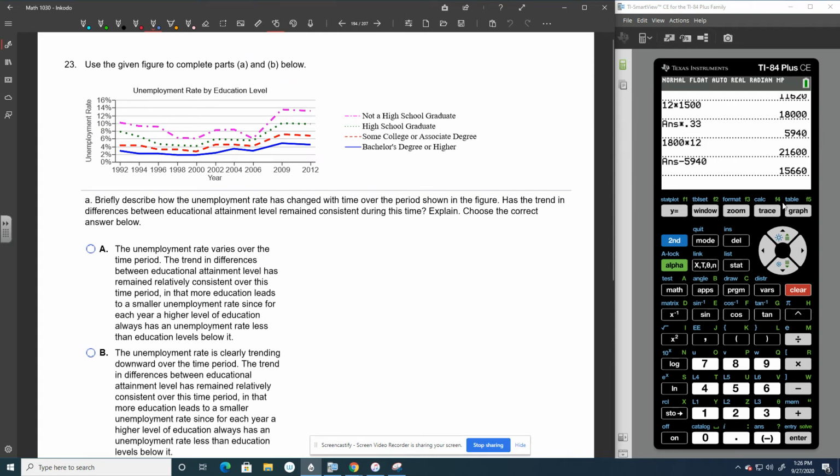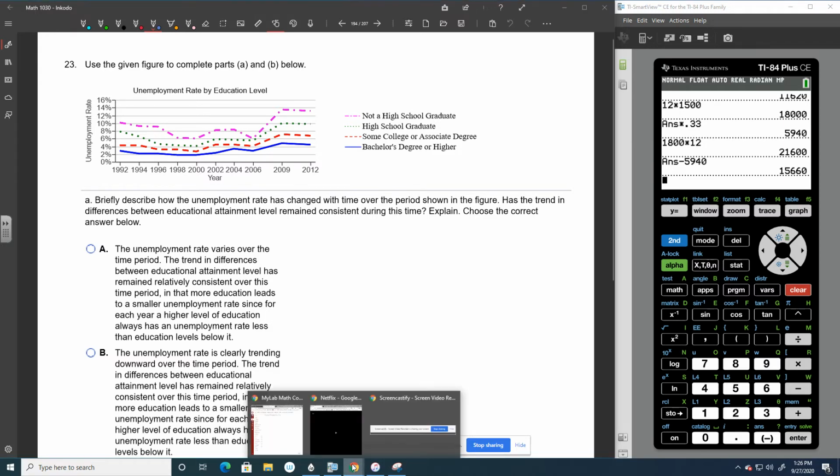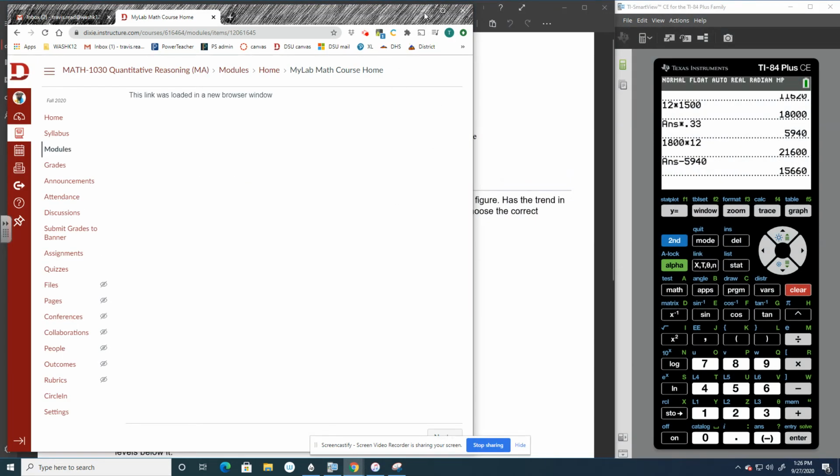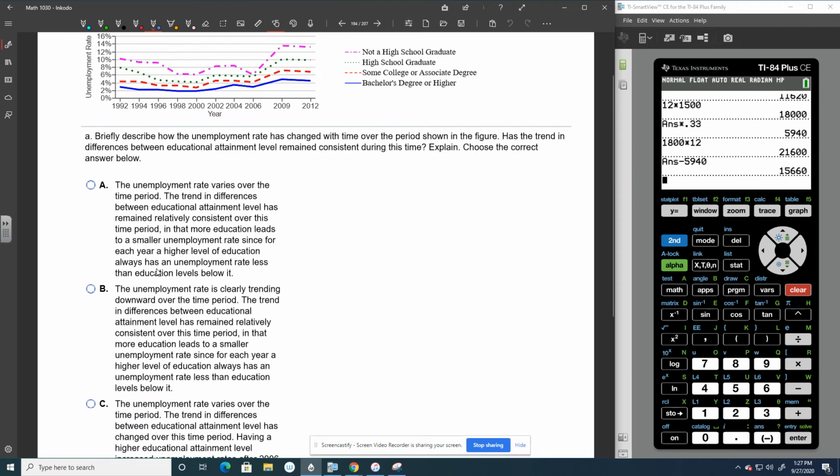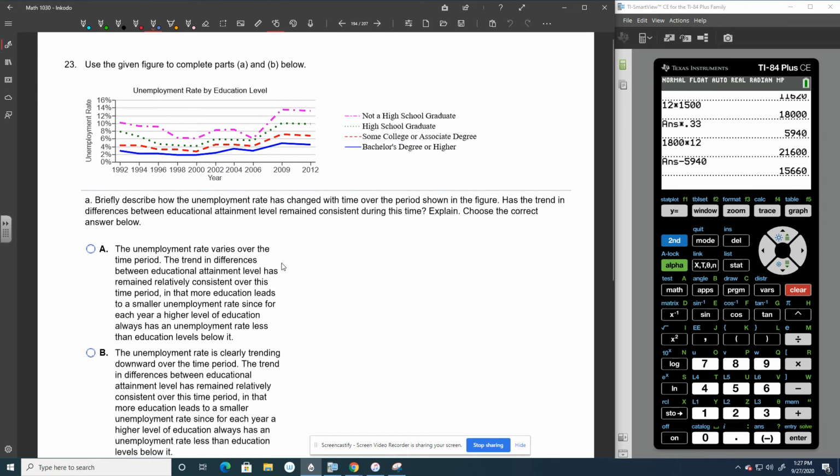Okay, number 23. Let's make sure we're still recording, shall we? All right. 23, use the given figure to complete parts A and B below. So briefly describe how the unemployment rate has changed with time over the period shown. As I look at this, they're all going up and down, and they're all kind of following the same pattern, but they don't ever switch. This pink is always on top, the green's always second, the red's always third, the blue's always fourth, which is kind of what we expect. So when I look at these, I'm looking for something that says something similar to that, okay?